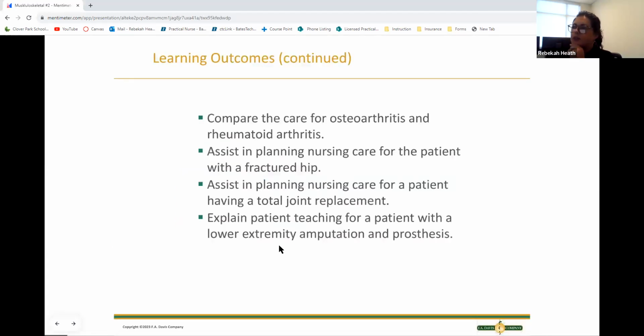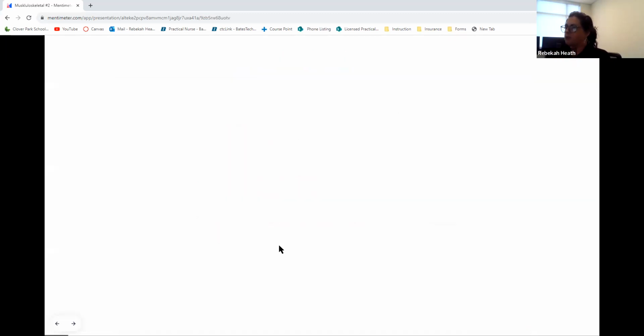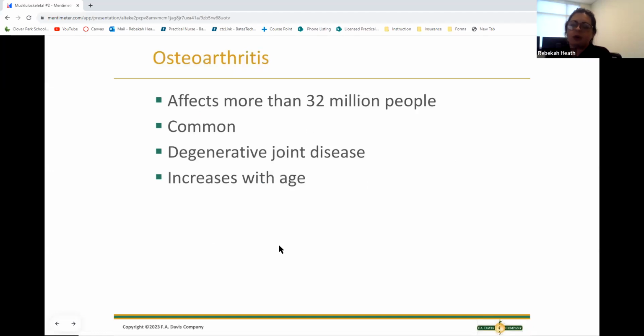Our learning outcomes are to talk about osteoarthritis versus rheumatoid arthritis, assisting in planning nursing care for the patient with a fractured hip, planning care for a patient having a total joint replacement, and explaining teaching for a patient with lower extremity amputation and prosthesis. So let's talk about osteoarthritis.